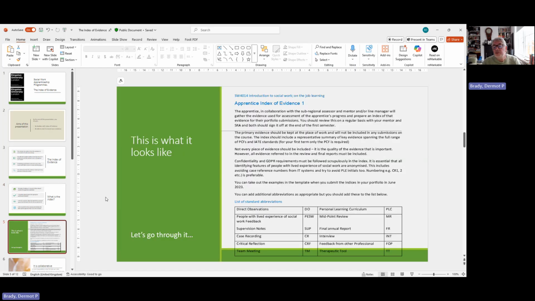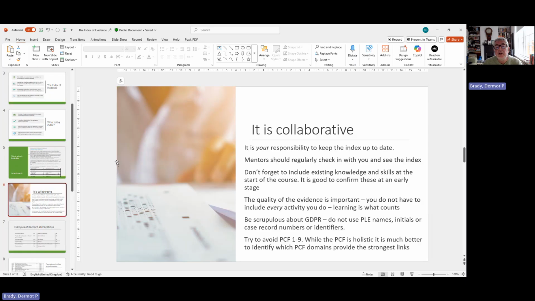But this is what it looks like. May as well have a look at the document. Top templates like this. You can see there's actually quite a bit of guidance, but I'll try to summarize what you're looking at right there. So first of all, it is collaborative. It is your responsibility to keep the index up to date, but the mentors and indeed university tutors and SRAs will periodically have a look at this. And in actual fact, every so often they have to sign it off. And we'll come back to signing in a little bit.